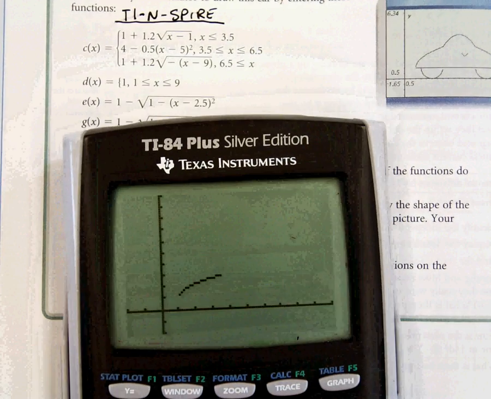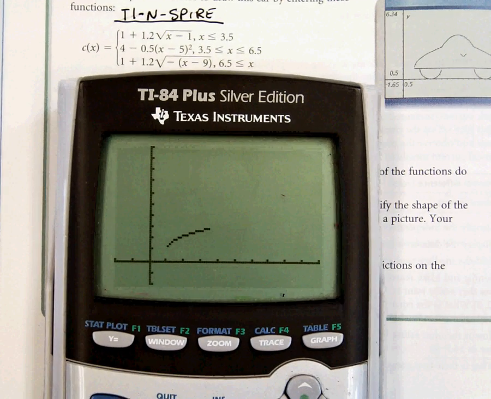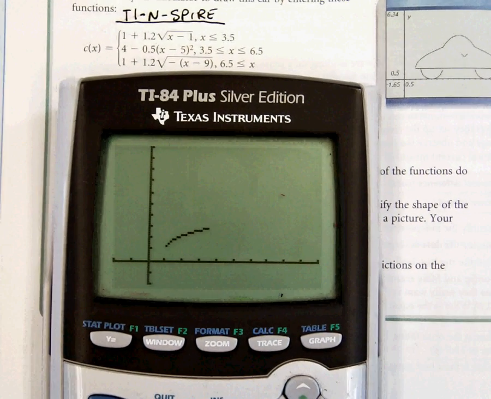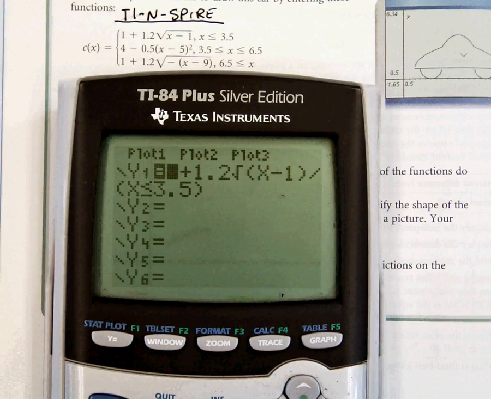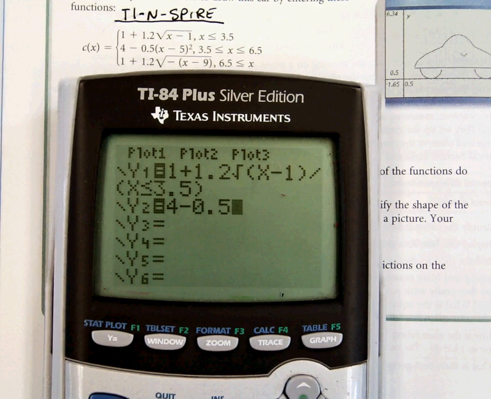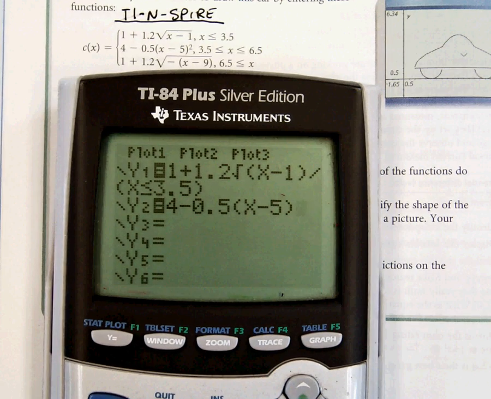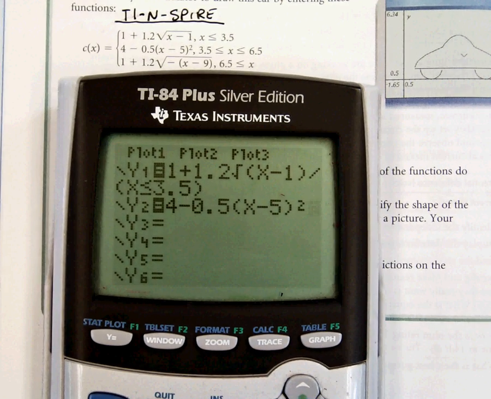I got you started. I hope you are able to do the rest. Actually, no, let me do one more for you. The second equation. They want you to put in 4, so let's go to y2, and let's put in 4 minus 0.5, parentheses, x minus 5 squared.